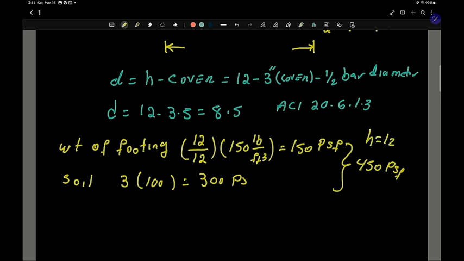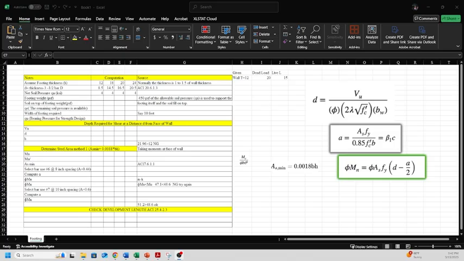So let's go back to our Excel and make adjustments for the other ones. Now in here we have a footing weight. The footing weight is going to be equal to this number right here divided by 12, to make it a foot. I should put a parenthesis around it.